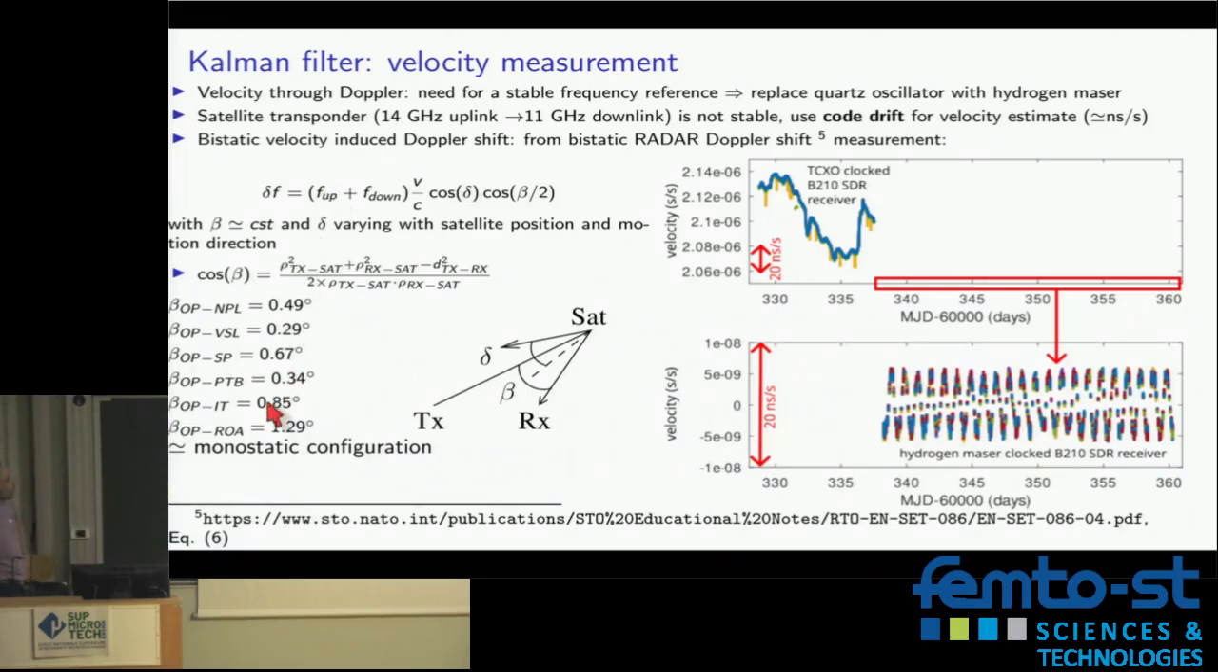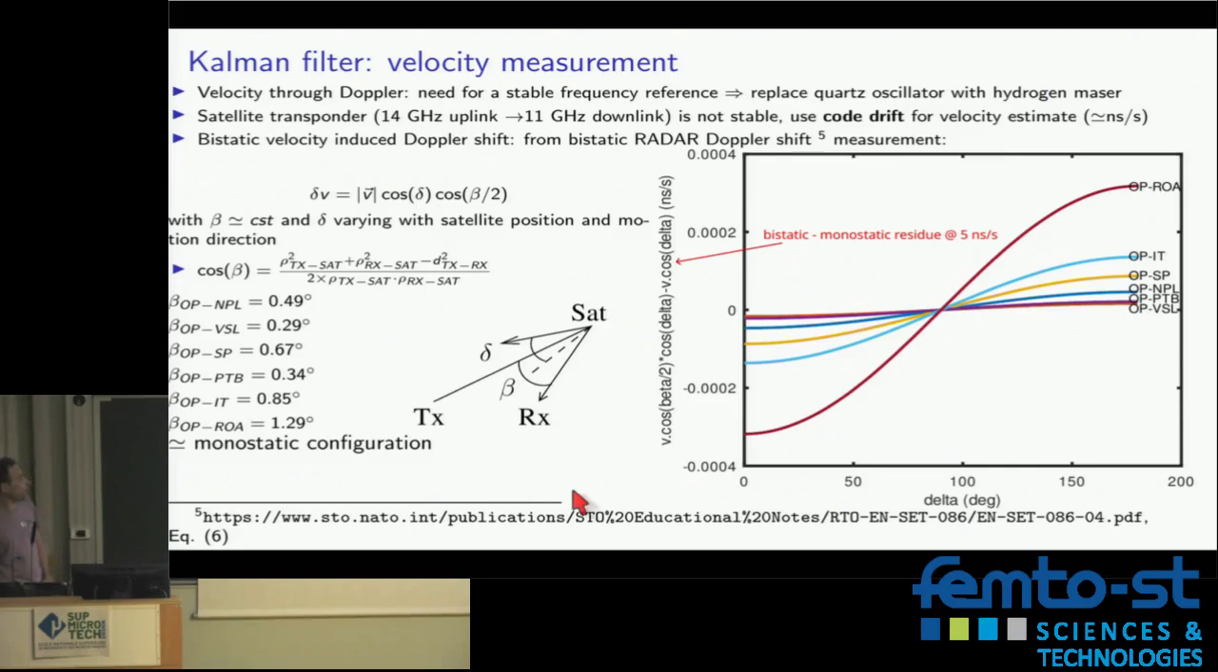So you do the calculation, and you see that this beta angle here is close to 0. So basically, the problem is very poorly conditioned because you're doing a monostatic radar measurement, and a monostatic radar measurement cannot give you a vector, it will only give you a magnitude of the velocity. So the problem is very poorly constrained.